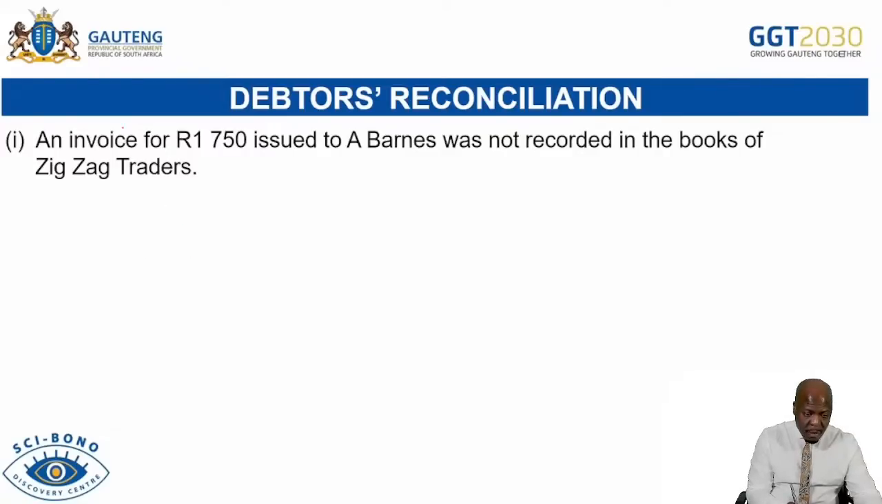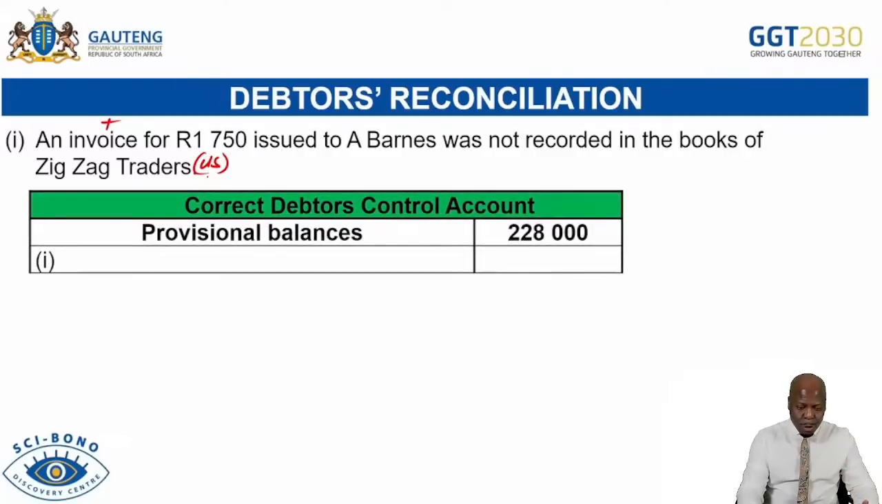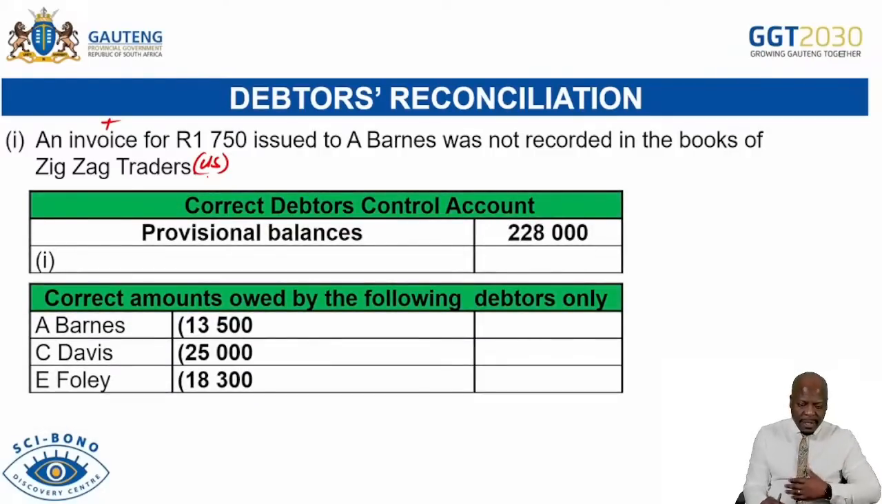So here you are told an invoice, remember an invoice is a plus, for 1,750 issued to Barnes was not recorded in the books of zigzag traders. So you have to ask yourself, who is zigzag traders? Zigzag traders is us. That is one thing that you have to make sure you understand on Monday. When you read the question, there has to be us and them. Okay? Us and them. Who are we? All right? Once you understand that aspect, that makes life easy for you. So we have the debtors control, and here we have the debtors list.